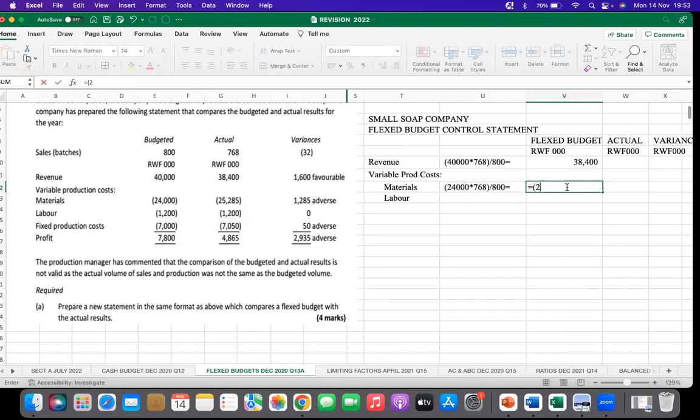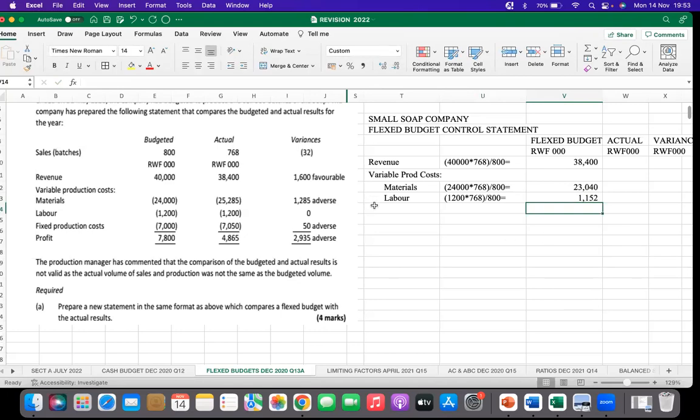So 24,000 times 768 divided by 800 gives 23,040. We repeat the same for labor. Labor will be 1,200 times 768 divided by 800, close the bracket. It gives you 1,152.